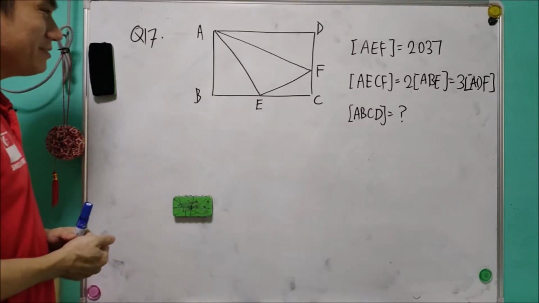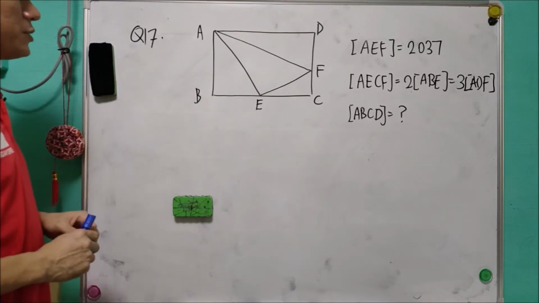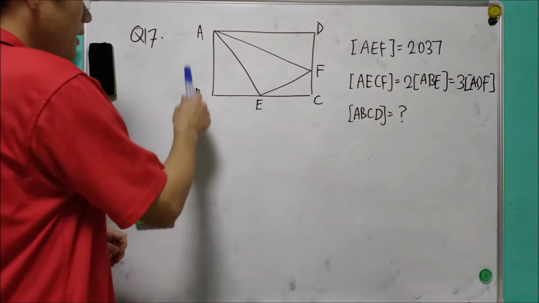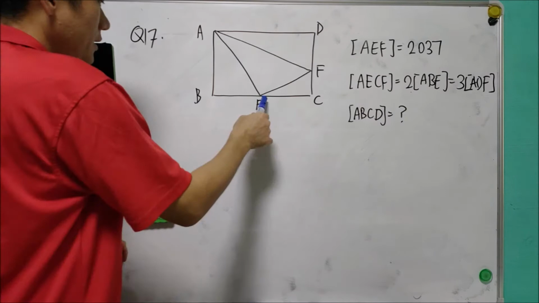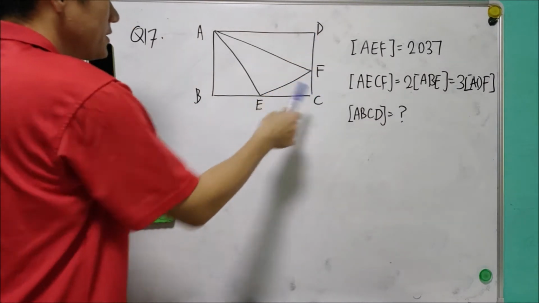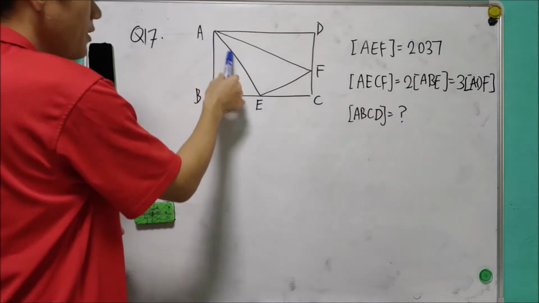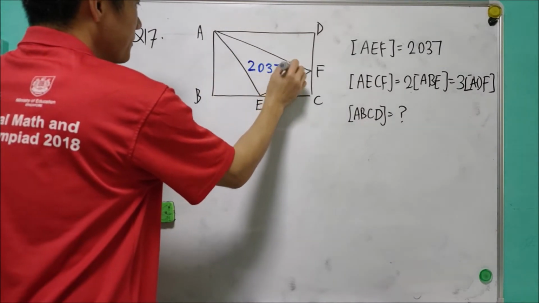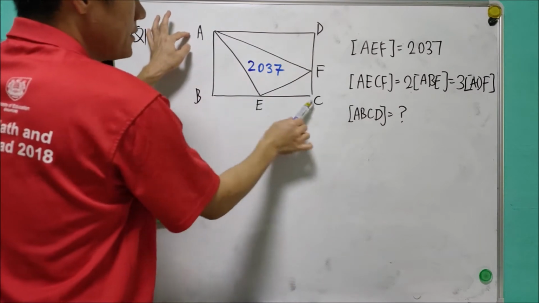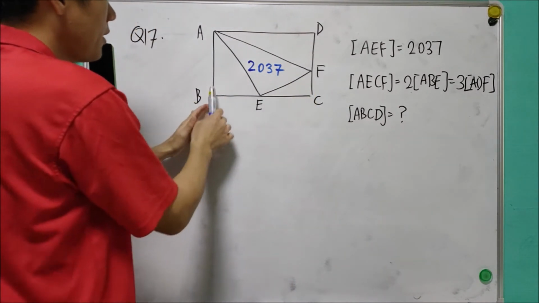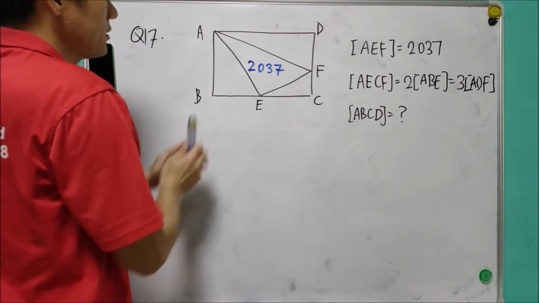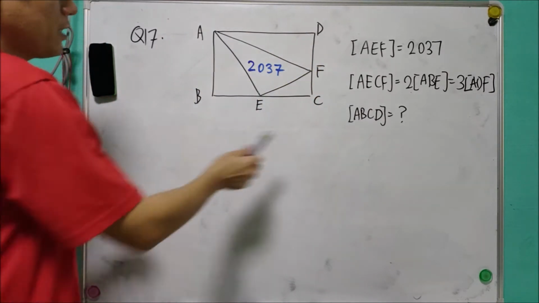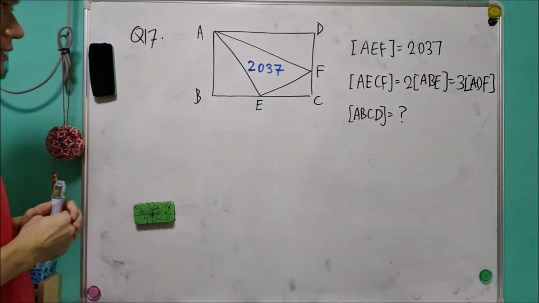So this is question 17 of SMO Junior 2020. For this question, given that ABCD is a rectangle, E is a point on BC and F is a point on CD. Given that the area of AEF equals 2037 and the area of AECF is double the area of ABE and triple the area of ADF, we are asked to find the area of ABCD.